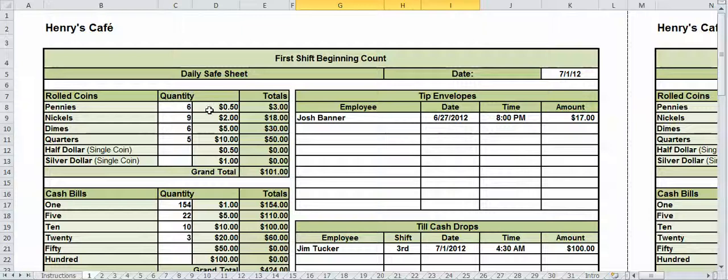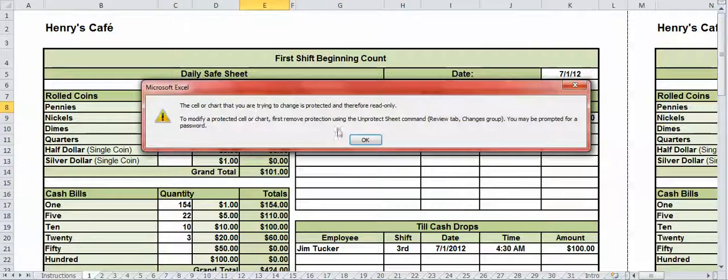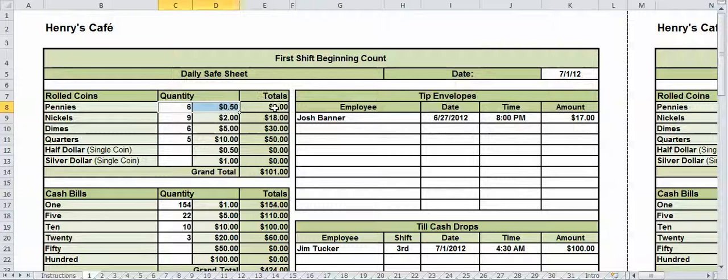Okay. I did want to point out that any of the cells that are green are protected, because those are the calculations, so you don't have to worry about them. The only ones you're going to use are the white spaces.